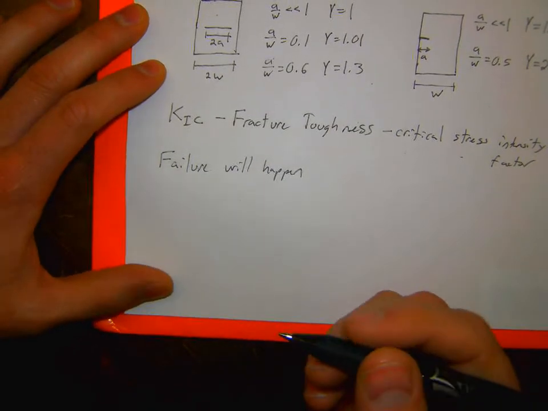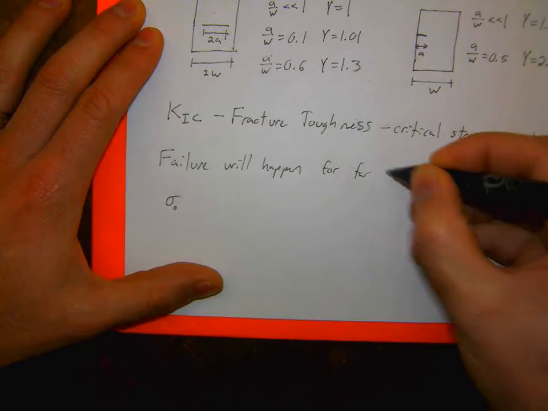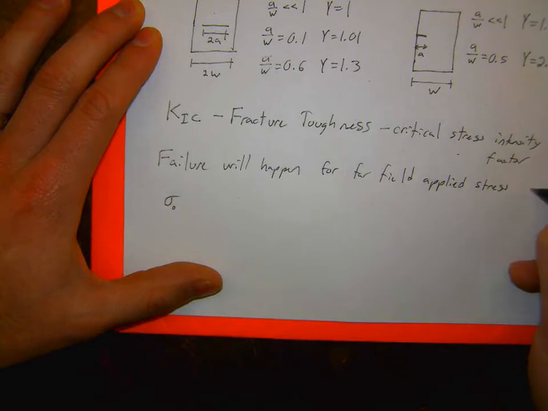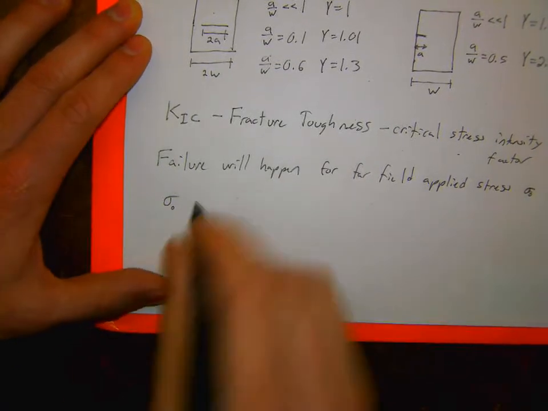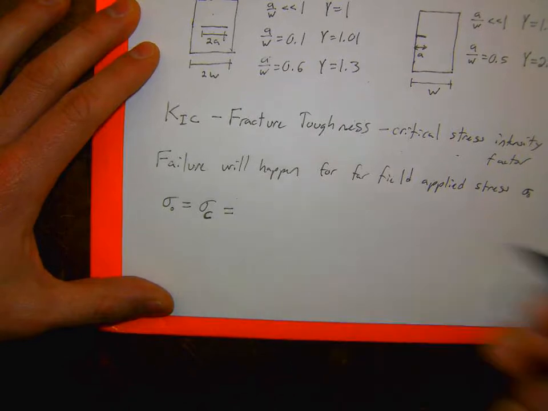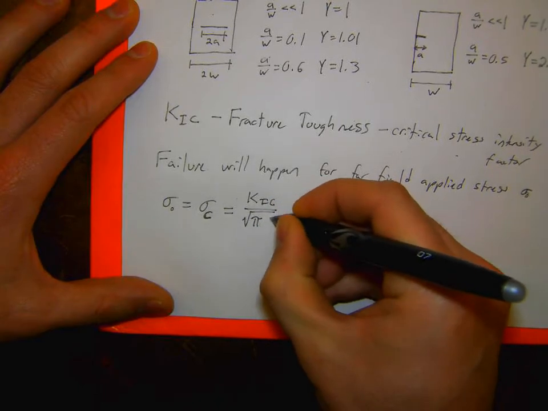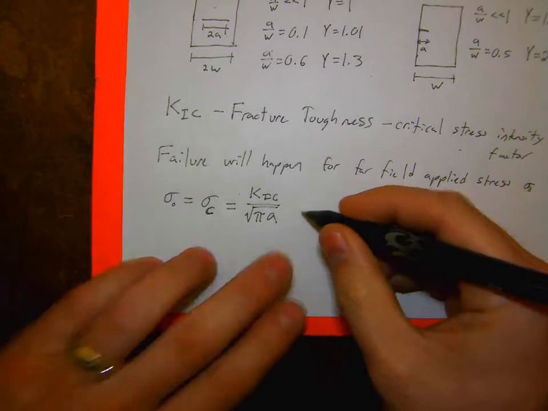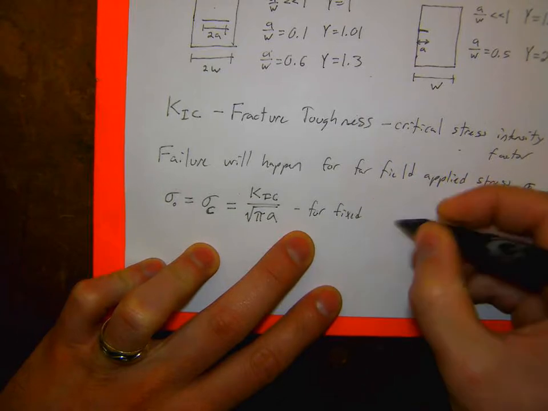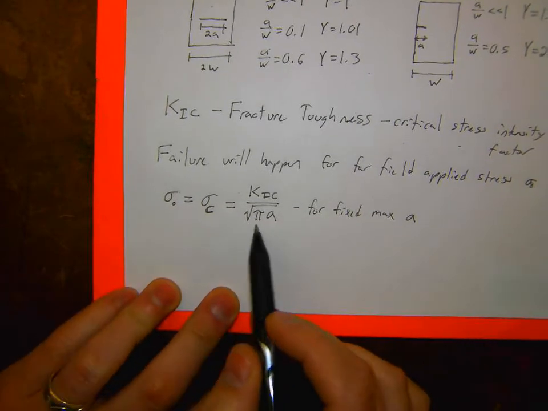So failure happens for a far field applied stress sigma naught when I hit some critical stress. Sigma naught equals sigma_c, which I can define relative to my K_IC: K_IC over square root pi a. This would be for a fixed crack size, so for a fixed maximum a. And this actually is the case for most materials.